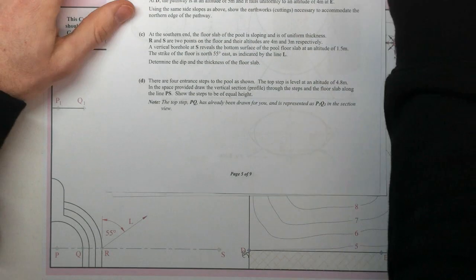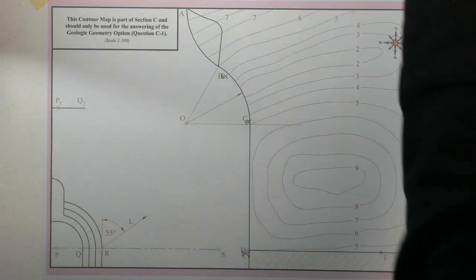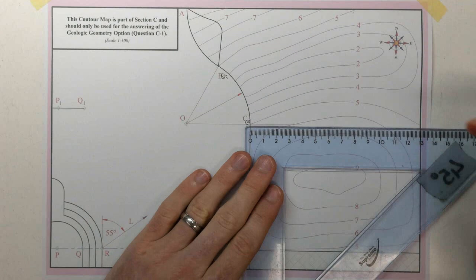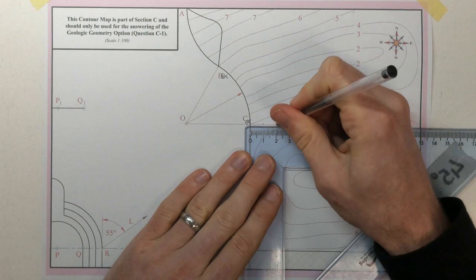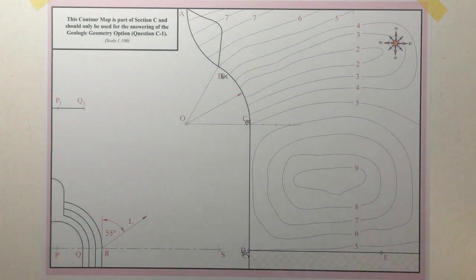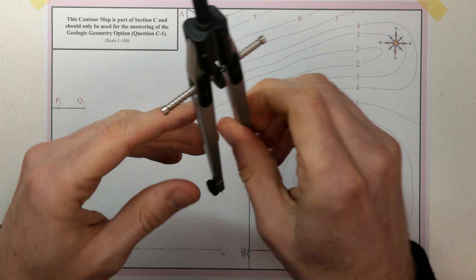With 1 meter intervals, we're going to be measuring out 10 millimeters at a time. So we're at 5, 4, 3, 2. There's no 1, so that's fine. Now this is obviously a curve. We've got center O.